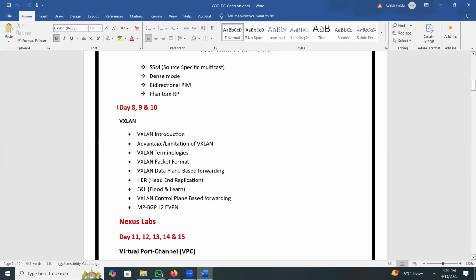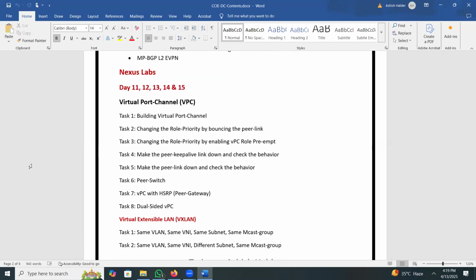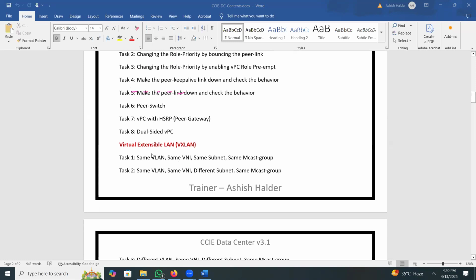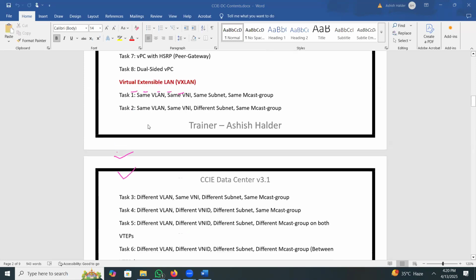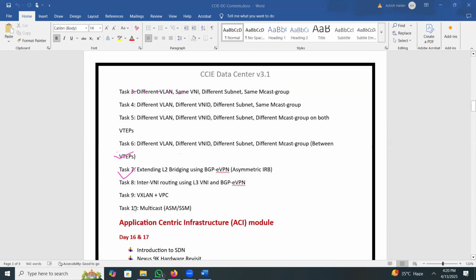Then there will be 3 classes on theory, and also we have many more classes on lab. So day 1, day 12, day 13, day 14, and 15. Okay, so we will configure many labs on VXLAN, virtual extensible LAN. Okay, so we'll do task 1, task 2, task 3, task 4, and similarly up to task 10. Okay, so there will be many labs on VXLAN, because VXLAN is very important for traditional data center extension. You need to configure the VXLAN.